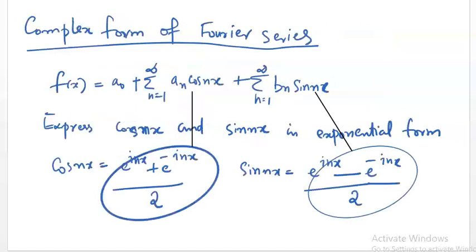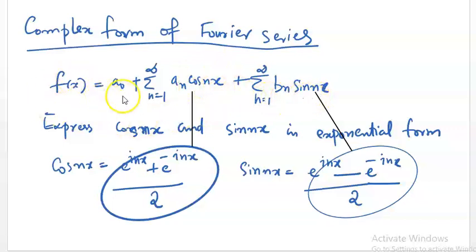Then we see the complex form of Fourier series. Okay, the Fourier series can be expressed in a complex form. How do we do it? By making appropriate substitutions for cos nx and sin nx.